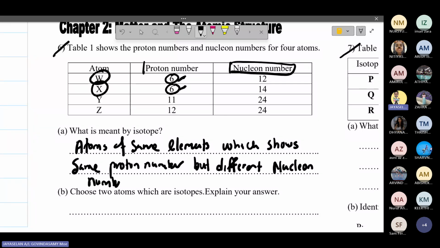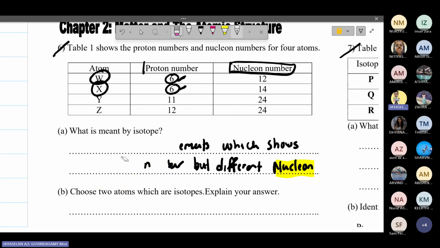This is one definition. You can use this definition: atoms of same element which show same proton number but different nucleon number. This is also accepted. If you want to use another definition: atoms of same element which show same number of protons, different number of neutrons, that is also accepted. But make sure when you use same proton number, you must use different nucleon number. Cannot change the terms. Any question? I don't understand. Can you redo again?